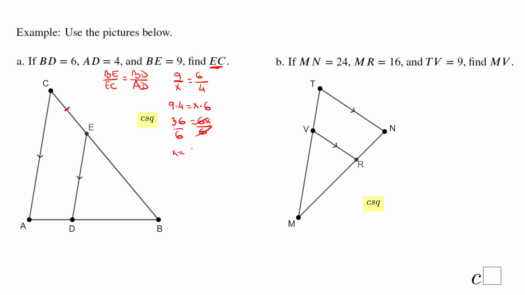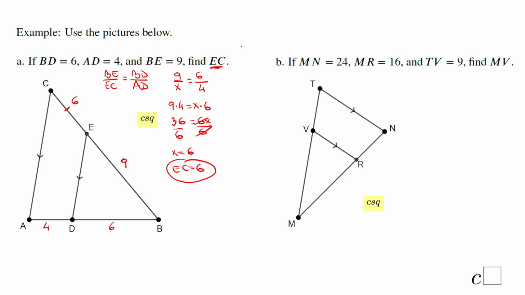When you finish this problem, you might want to take a look and see if it makes sense. So we end up with this being 6. BE was 9. BD is 6 also. And AD is 4. I think it does make sense if you take a look at the pattern of these numbers.